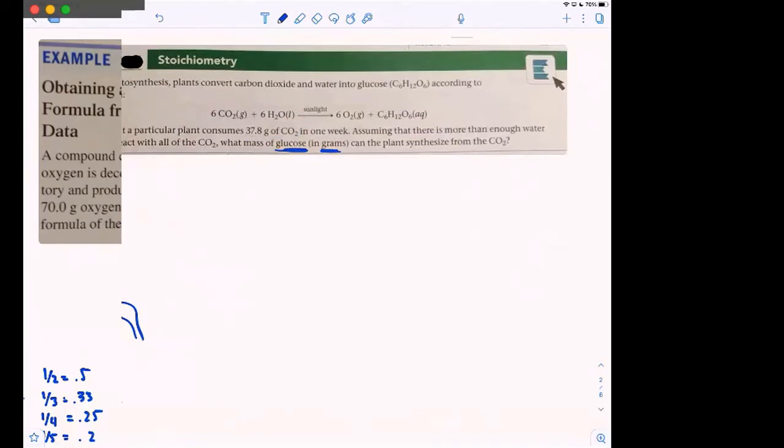So we're going to do 37.8 grams of carbon dioxide and then multiply by, so always think of moles CO2. And I know it's 44. Let me go with the book. Just so, 44.01 grams CO2. So now we go to moles CO2. And now this next step is going to be new to you.